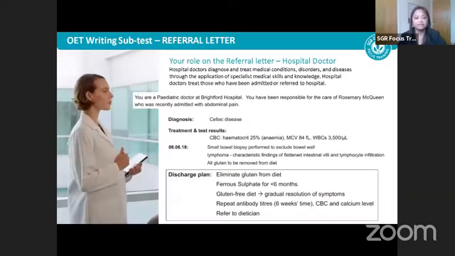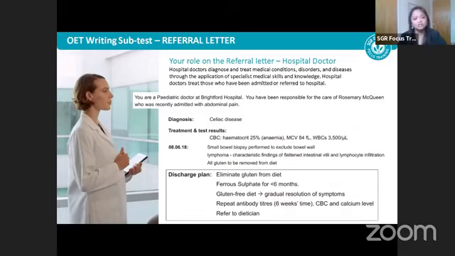If your role is a doctor, this time around you are a doctor or one of the doctors in the hospital, your primary job is to diagnose and to treat medical conditions, disorders, diseases, applying your specialist medical knowledge. Hospital doctors treat those who have been admitted or referred to hospital. So you normally see that your referral letter is also showing discharge plans. It's because your patient is coming from the hospital and will soon be discharged.